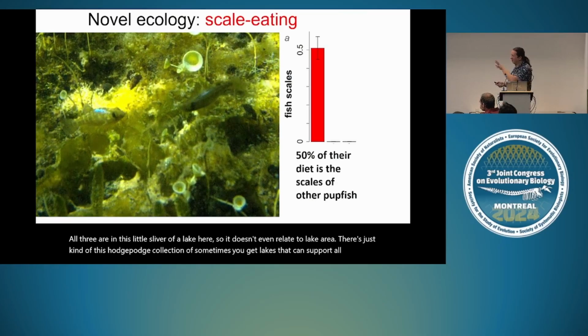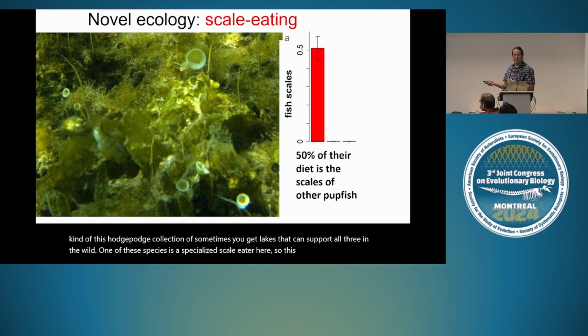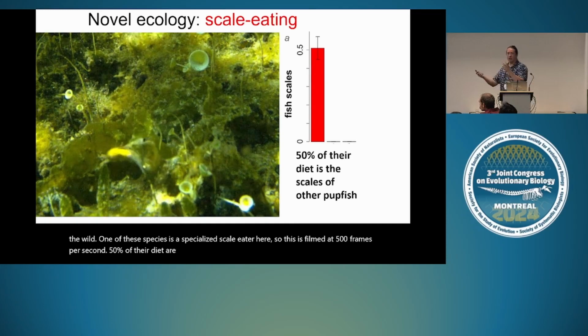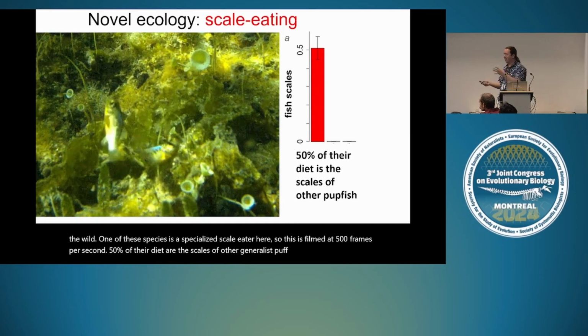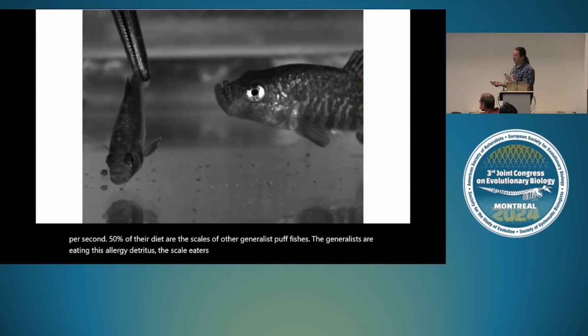In the wild, one of these species is a specialized scale eater here. So this is filmed at 500 frames per second. 50% of their diet are the scales of other generalist pupfishes. The generalists are eating this algae, detritus. The scale eaters are also eating that, but supplementing that with scales.